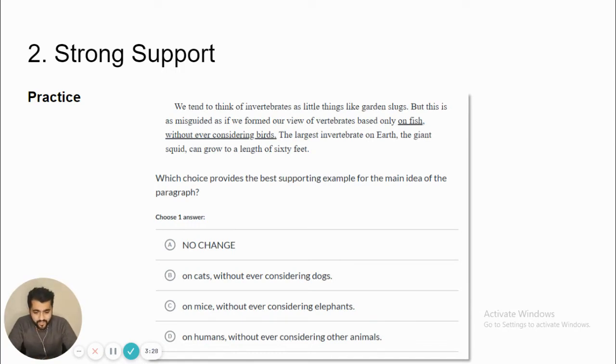Which choice best provides a supporting example for the main idea of the paragraph? Number A is no change. Number B is on cats without ever considering dogs. Number C is on mice without ever considering elephants. And number D is on humans without ever considering other animals.